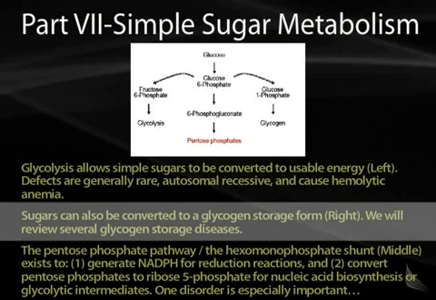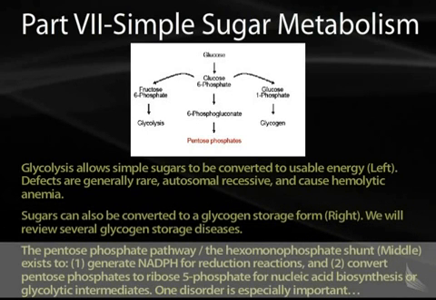Sugars that are converted to glycogen storage we'll talk about in a little while. There are several different glycogen storage diseases. Let's focus in on that middle pathway, the pentose phosphate shunt, or the hexose monophosphate shunt. This exists for a couple of reasons: to generate NADPH for reduction reactions, and to convert pentose phosphates to ribose 5-phosphate for nucleic acid biosynthesis or glycolytic intermediates. Now, what's the one disorder that comes to mind when you talk about the pentose phosphate shunt?